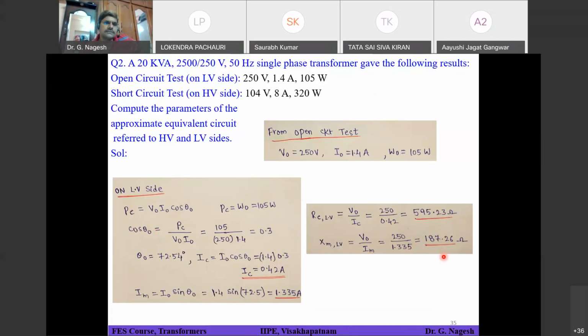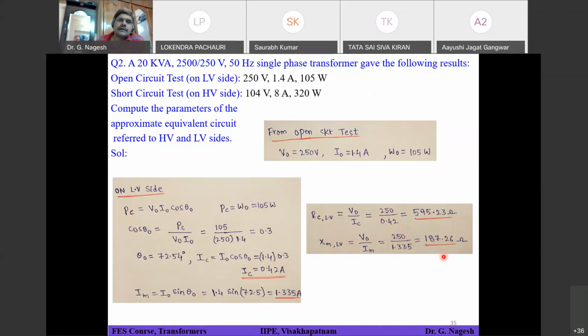Now we will move to the short circuit test data given to you. What can we calculate from the short circuit test? What parameters? Sir, RH, R dash L, XH, and X dash L. Okay, so those four can be calculated using the short circuit test. Here they have given 104 volts, 8 amperes, and 320 watts. So how to calculate ZEH from this? Voltage by current, sir. So 104 divided by 8 should give you ZEH.